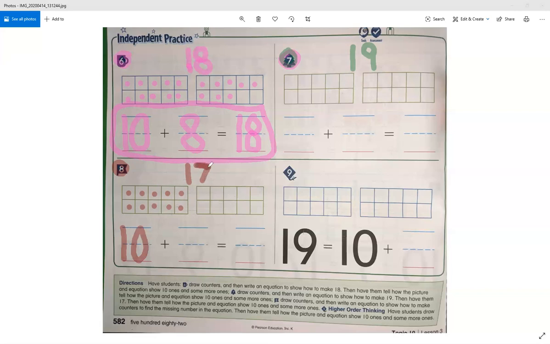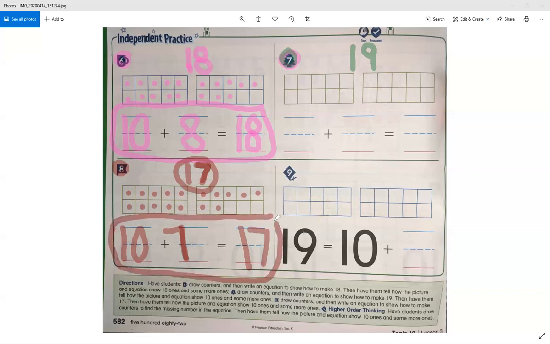7, right? The answer is right here in the number 7. 1, 2, 3, 4, 5, 6, 7. So I'm going to write 7. Ooh, that's a bad 7. All right. 7. 10 plus 7 equals right here, 17. Good job, guys. So you don't have to do your 10 frames, but you do need to write this for number 8. You need to write down your equation that you got. So 10 plus 7 equals 17.